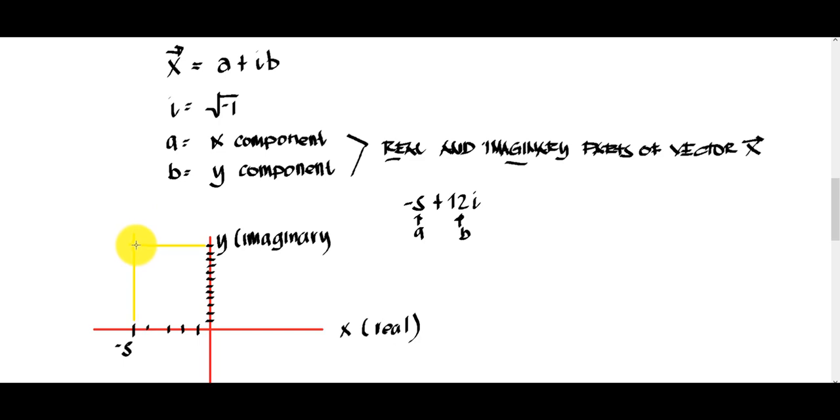So we have the intersection here. Okay, so we have the point here. Now, to determine the absolute value of negative 5 plus 12i, we need to determine the hypotenuse. So we're going to draw a right triangle here. Okay, so we have now a right triangle here.